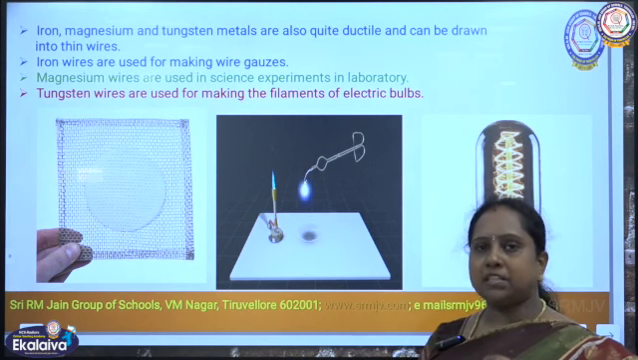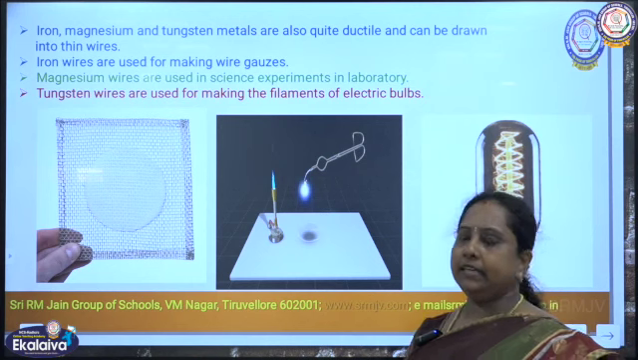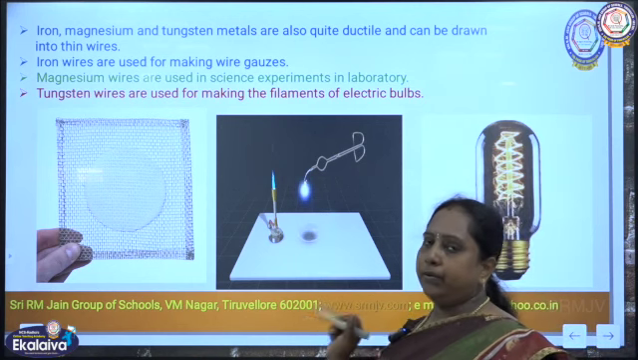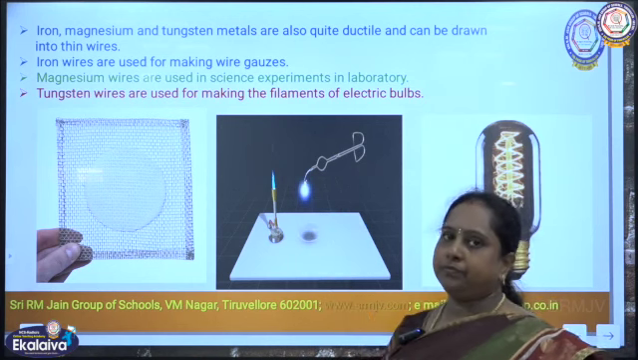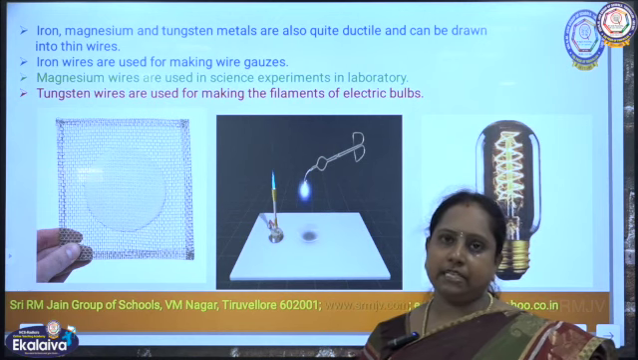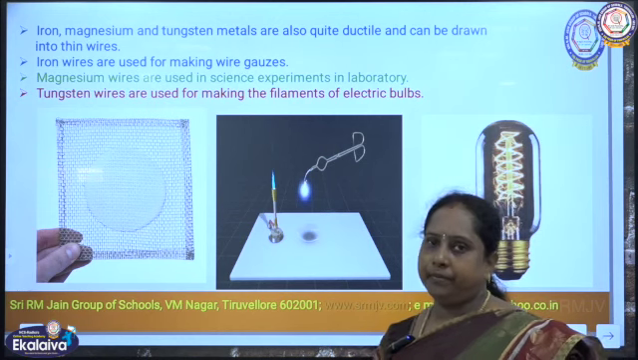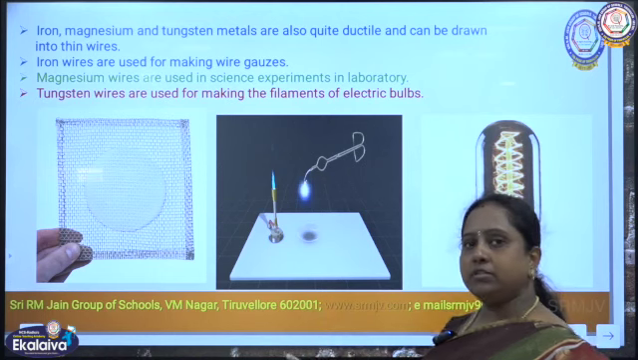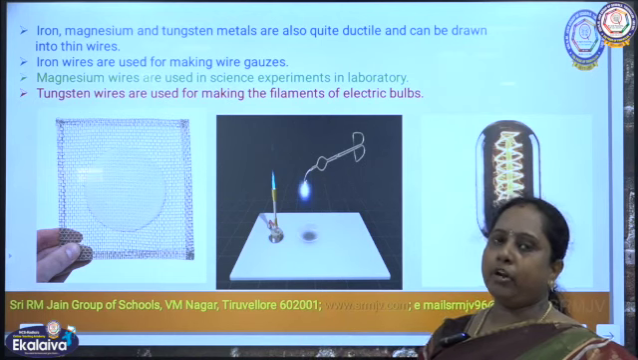For preparing the magnesium oxide salt, what we have to do? The magnesium metal ribbon has to be taken and heated, so that you will be getting white color ash. That white ash is nothing but magnesium oxide, which can be used for laboratory purposes, that means experimental processes.